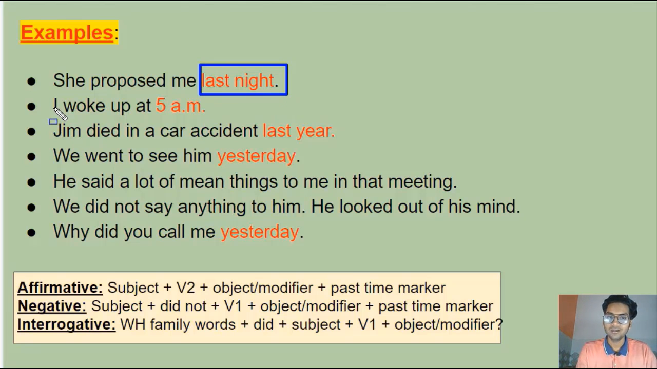Simple. I woke up at 5 a.m. I did something. I woke up, and when I did it at 5 a.m., this is the exact point of time when this action took place. I woke up at 5 a.m.